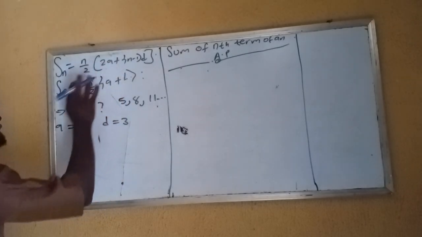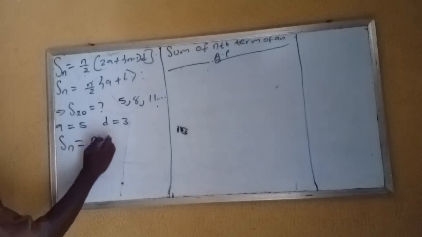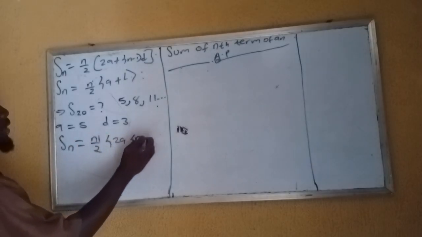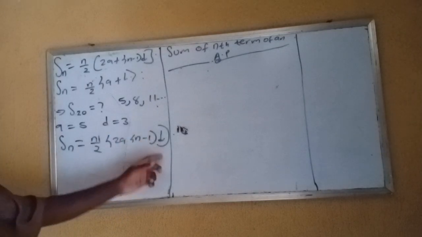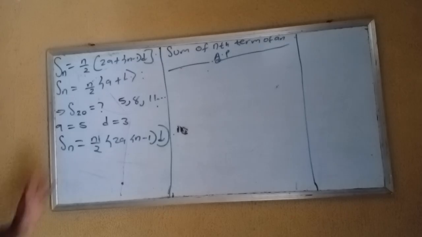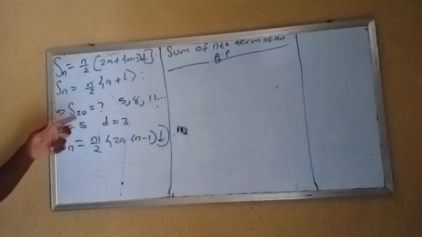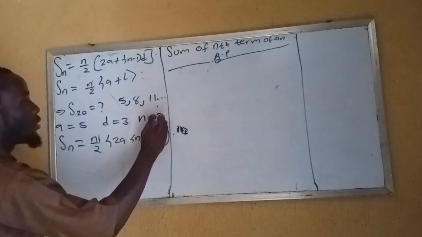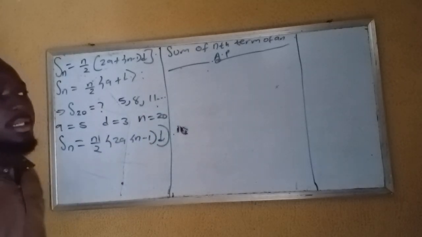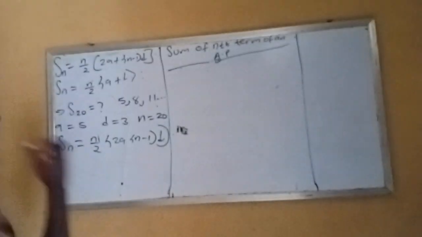The formula we are going to be using is Sn equals n over 2 into bracket 2a plus bracket n minus 1 d. Now we have our a and our d. So what about our n? Don't be scared. They said the sum of 20 terms, so that 20 is your n. If we are given the sum of 15, your n will be 15. Sum of 30, your n will be 30. So we are given n to be equal to 20.